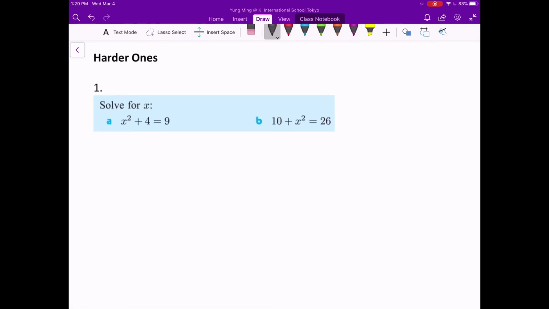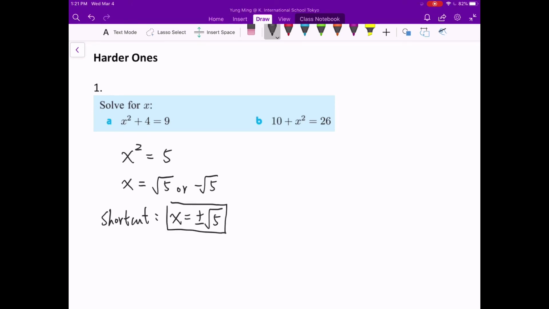Now here are some harder questions which require you to do a little bit of algebra before you figure out the final answers. First one, you move the 4 to the other side, you get 5x squared equals 5. Then you do the same process over here, you get root 5 or minus root 5. Since we cannot simplify anymore, that's basically our answer. You probably want to ask, hey, we have a shortcut over here, can we use that? Yes, you may. x equals plus or minus square root 5, that looks cool. If you like that, you can also write it like this. You don't have to, but this is one of the options.